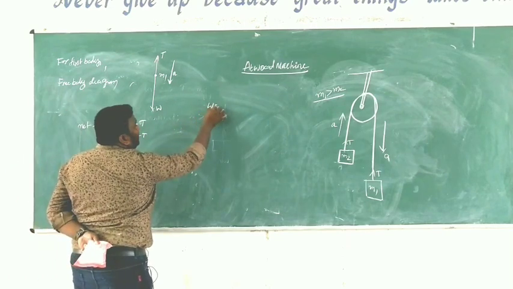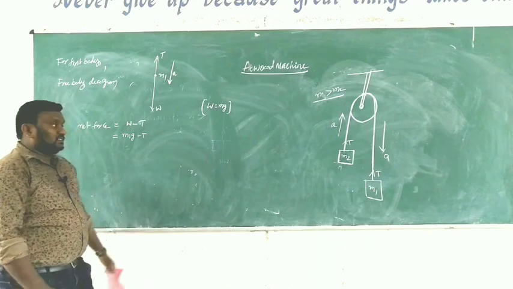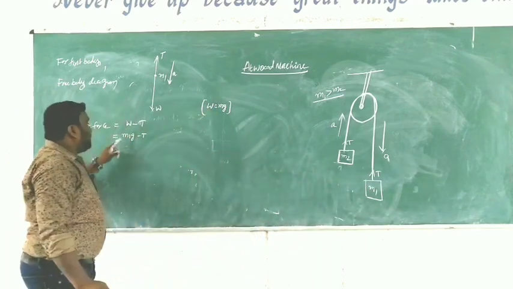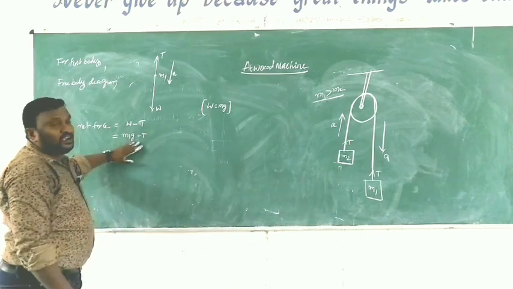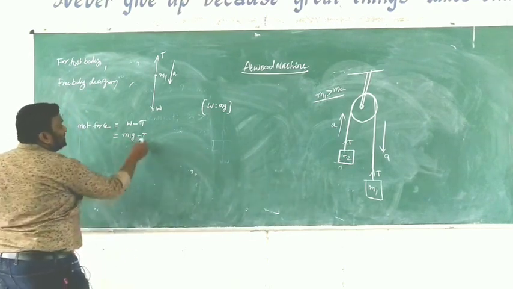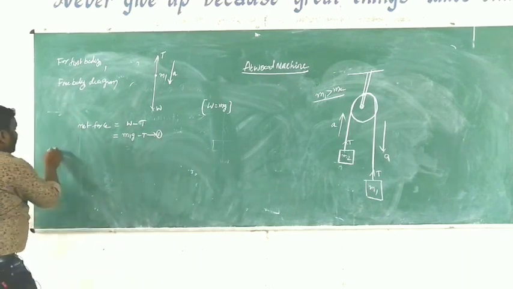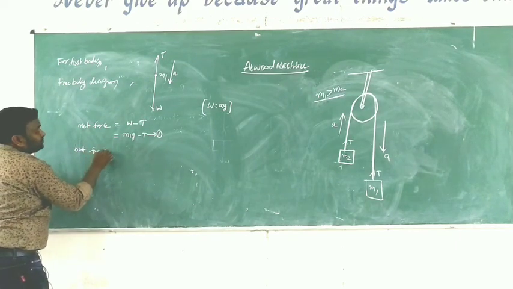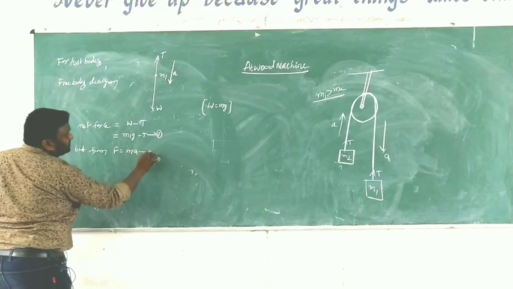So it can be written as M1g minus T. The general equation is W equals mg. Using that, since the body mass is M1, I write W as M1g, so the net force is M1g minus T. Clear? This is the net force, and I am taking it as equation number 1. But according to Newton's second law, F equals ma. This is equation number 2.